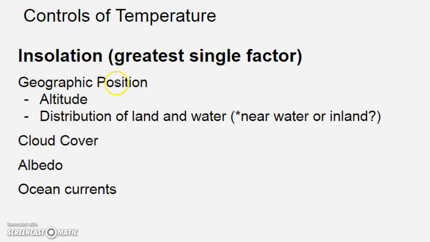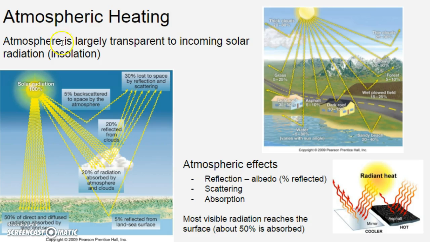But then we also have geographic position. We could talk about the altitude or the elevation of a city. We can talk about the distribution of land and water. Is the city near a body of water, or is it inland? Is it influenced by air that's moving off of the land itself? We can talk cloud cover. We can talk albedo, light and dark surfaces. We can talk ocean currents, and we'll be addressing all of these.